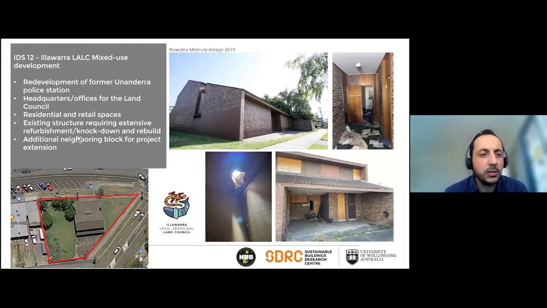So in this space, the students were asked to explore either a knock down and rebuild of the existing building, plus a residential building or a retail building next to it, or a refurbishment of the existing building, and then find a way to take advantage of the site next to it. The building is in pretty bad shape, as you can see.